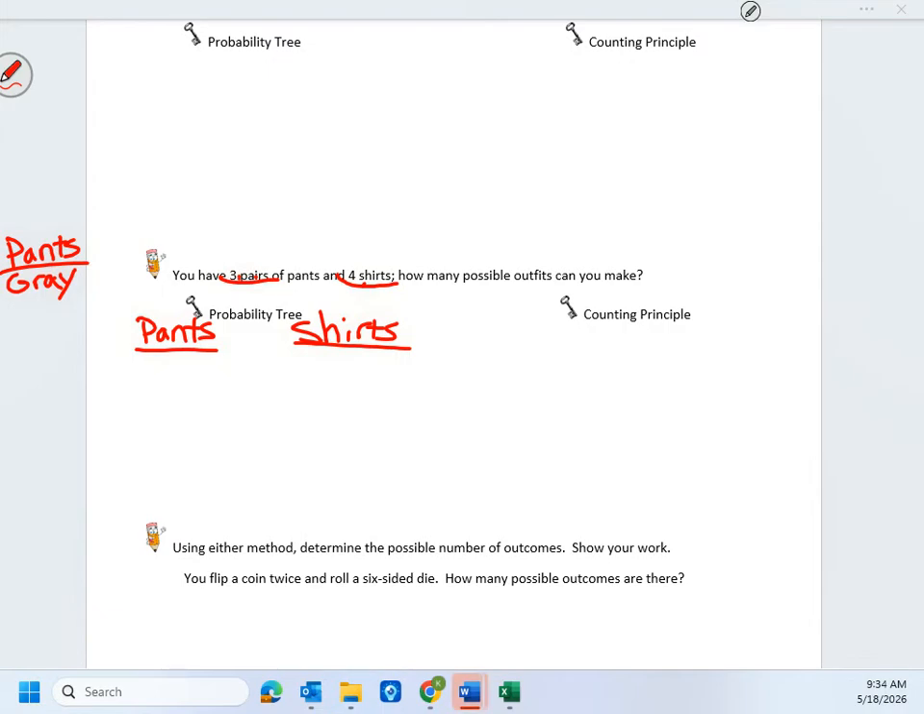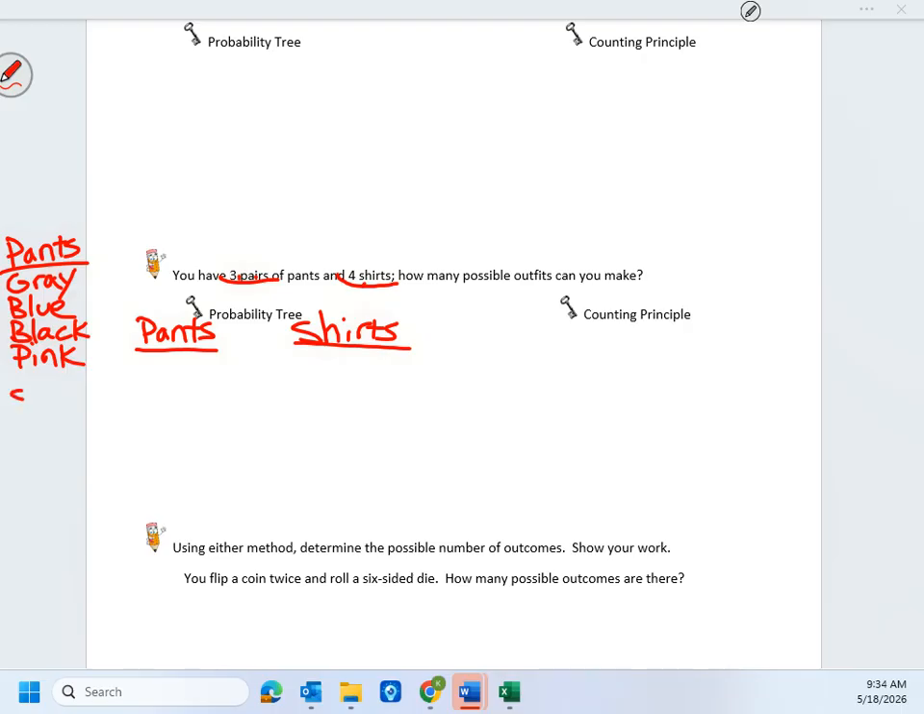Vinny. Blue. Jackson. Black. And one more pants color. Moses. Pink. Pink. Yes. Nice and bright color.